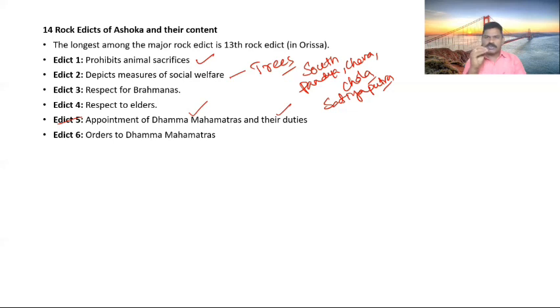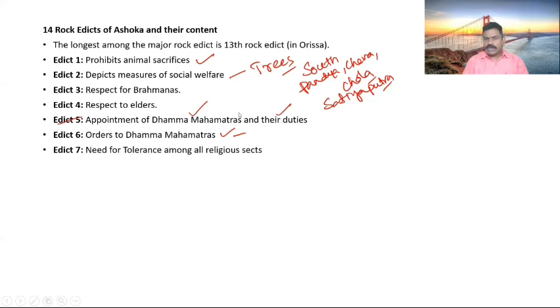Every 5 years they used to be transferred from one place to another, and they had to submit all the records. They were just like present-day executives. The sixth major edict speaks about the orders given to the Dhamma Mahamatras. Also in the sixth major edict, Ashoka addressed the people as his children.